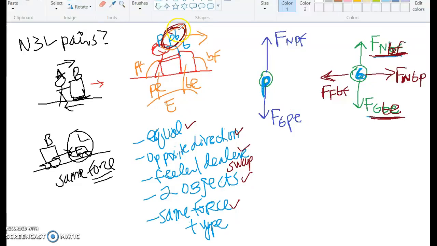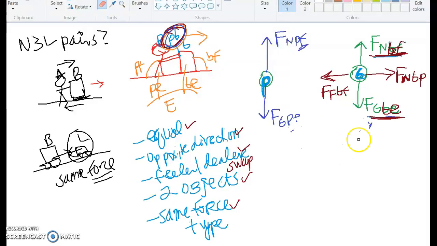Let's see if we see any pairs yet. We have to look for both the PB. No, because we've got PF, PE. Nobody's a pair yet. These guys are not a pair. Same force type, different directions, three objects again, PEB. That is not a pair. So we're still looking for the pair.